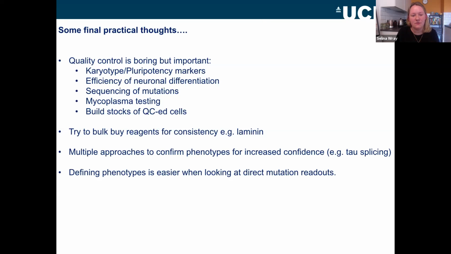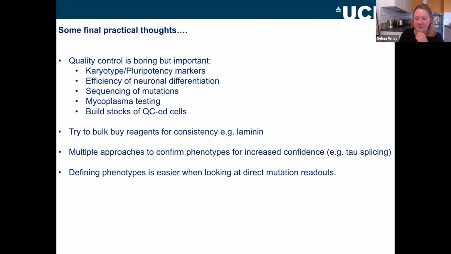I'm not going to talk too much about our phenotypes, but the approach we take, as well as trying to make the cells themselves as consistent as possible, is to use as many approaches as we can to identify a phenotype. So for example, we work a lot on tau splicing, and we look at this at the protein level with Western blot, with qPCR, with mass spec, with ELISA. We take as many approaches as we can to really be certain that that phenotype is true.